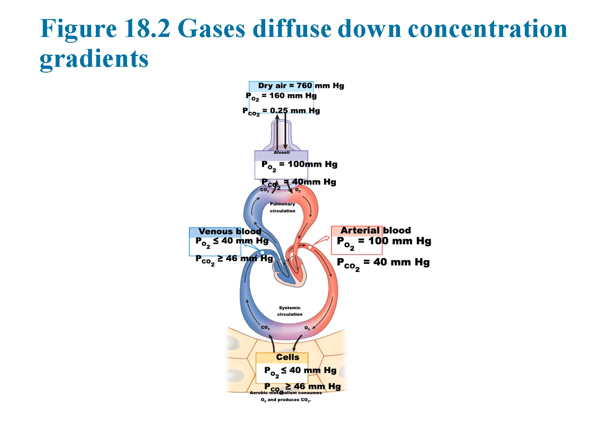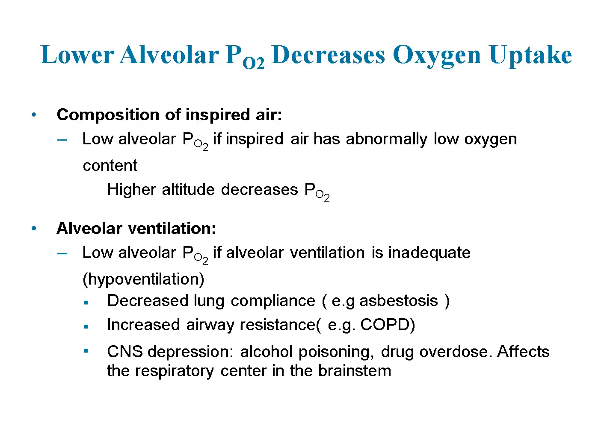This continuous exchange of gases is essential for maintaining proper oxygen delivery and carbon dioxide removal, ensuring that cells receive the oxygen they need while keeping the blood's acid-base balance in check. Oxygen uptake in the lungs depends on the availability of oxygen in the inspired air and the efficiency of alveolar ventilation.